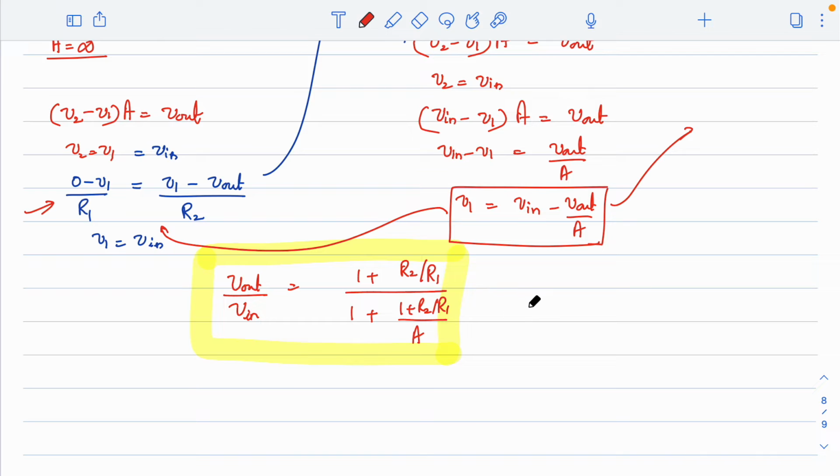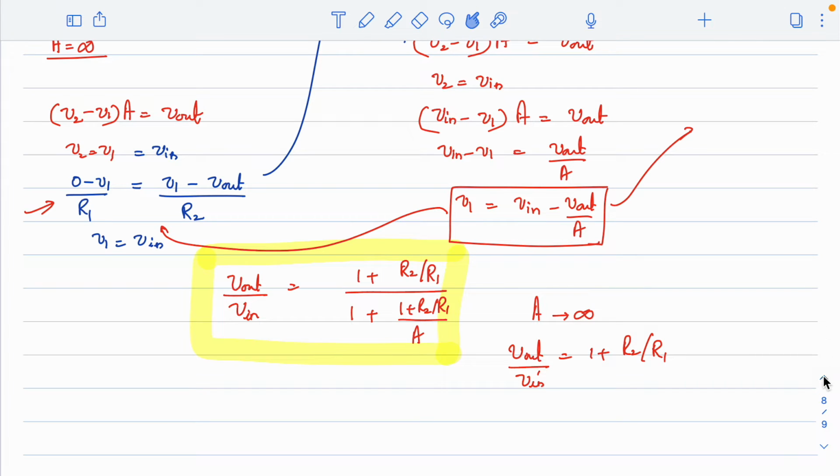And here also, when you substitute A as infinity, you will get that V out by V in is equal to 1 plus R2 by R1. So you can write this in different forms. We are reducing to this form such that when the open loop gain is infinity, it will go back to the previous expression, the same expression itself. Alright, so I hope this is clear.